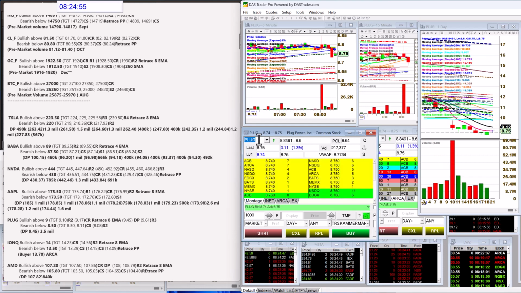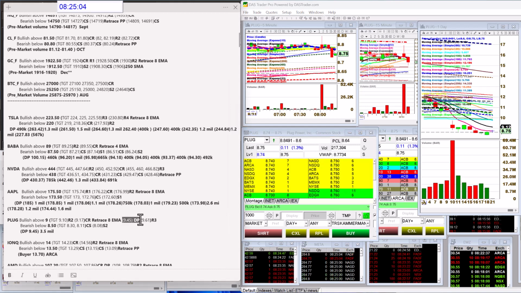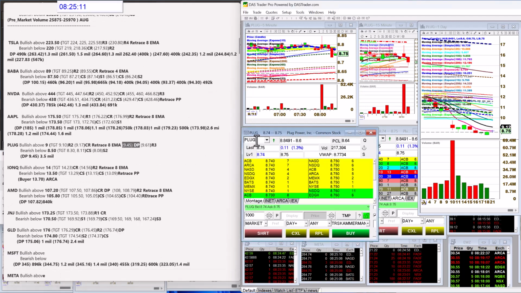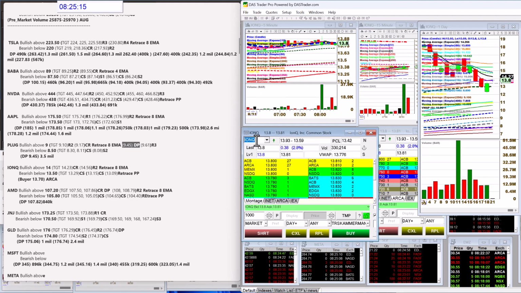And let's check out Plug. Plug, we had a 3.5 million print. Are we going to test that today? That's why you'll see that as one of my targets. Bullish above 9 and bear below 8.50 for Plug today. Let's check out IONQ. Bullish above 14 and bear below 13.50.